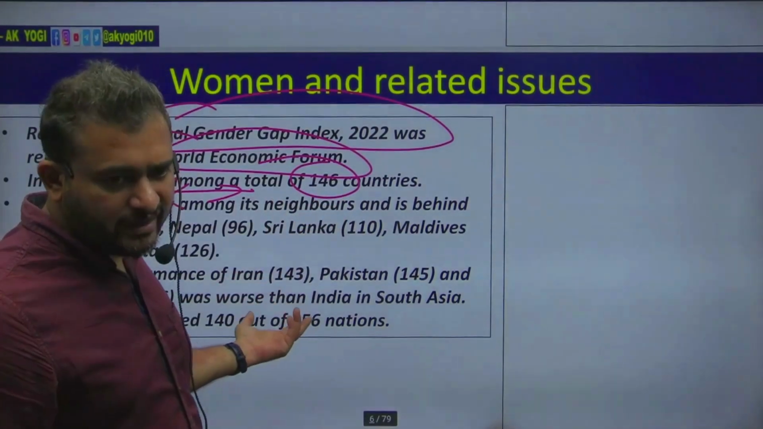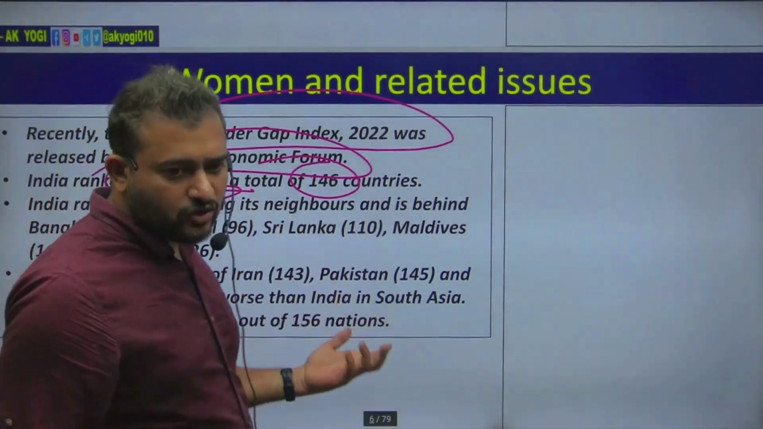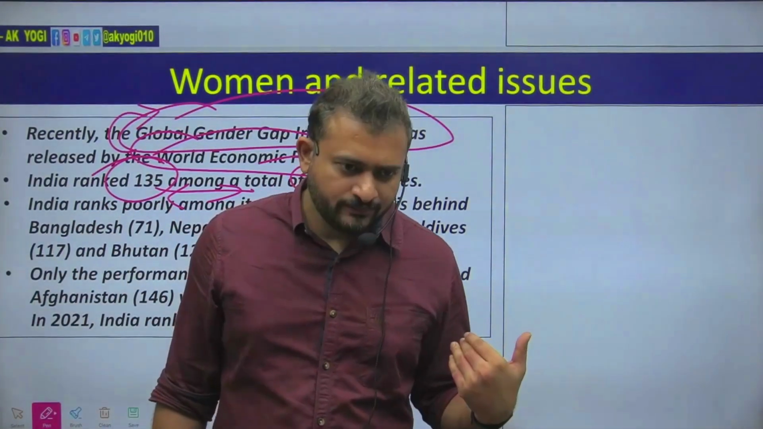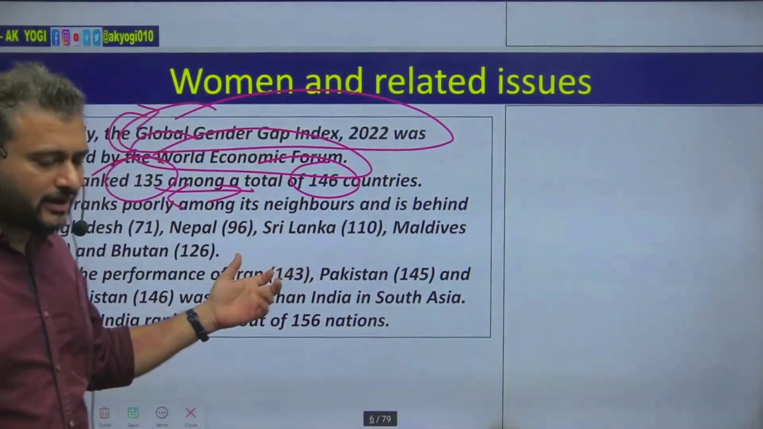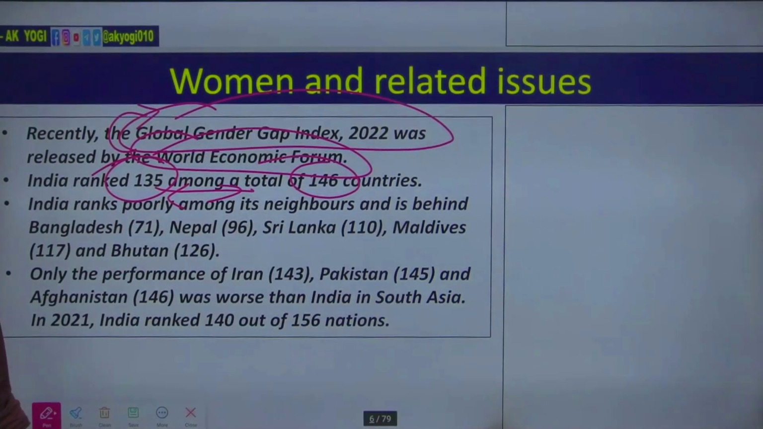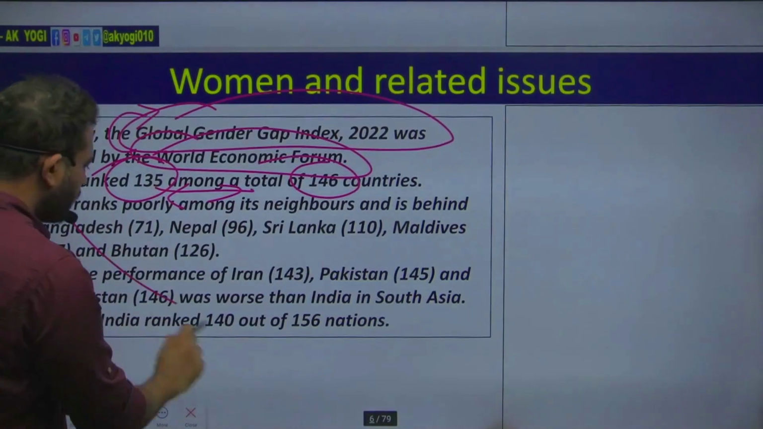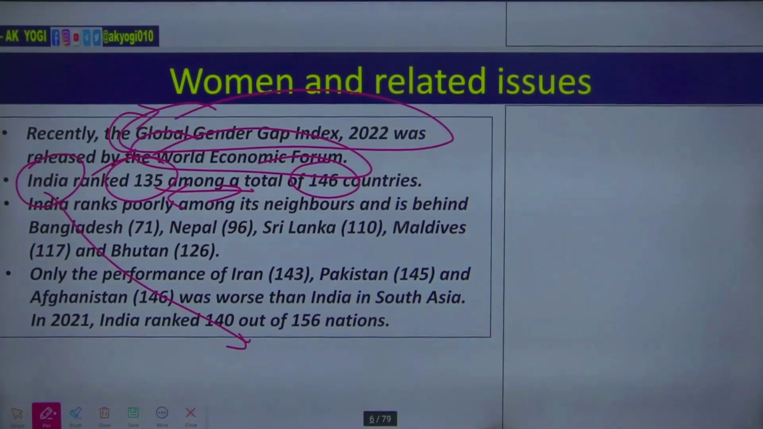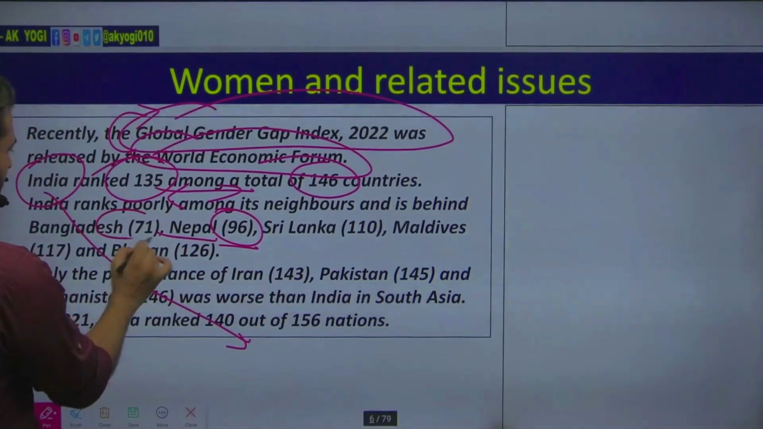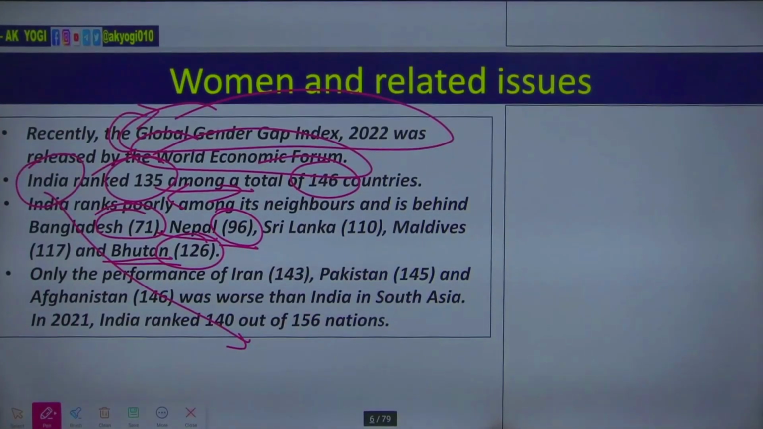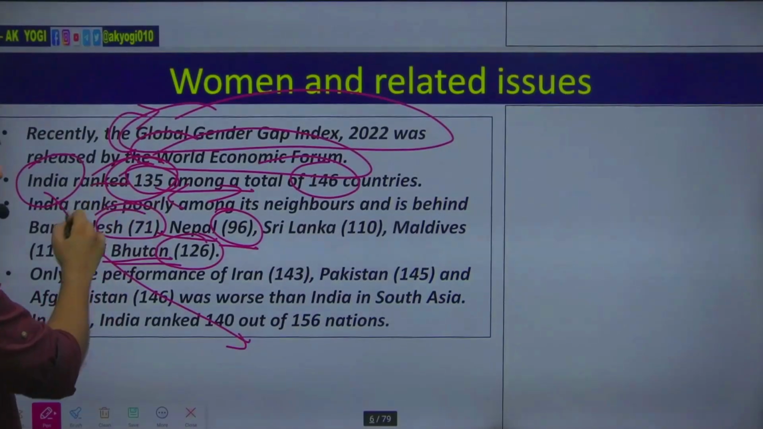Even our neighboring countries, which are not that economically grown and whose GDP is even lesser than India's, have a better ranking than India in the gender gap report. That means that in India, women are suffering more and facing more discrimination. Nepal's rank is also good, 96, Bangladesh 71. Even Bhutan, with very little GDP compared to India, has a better rank than India.